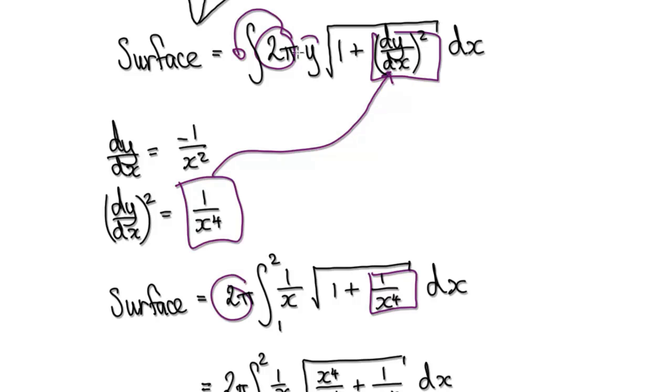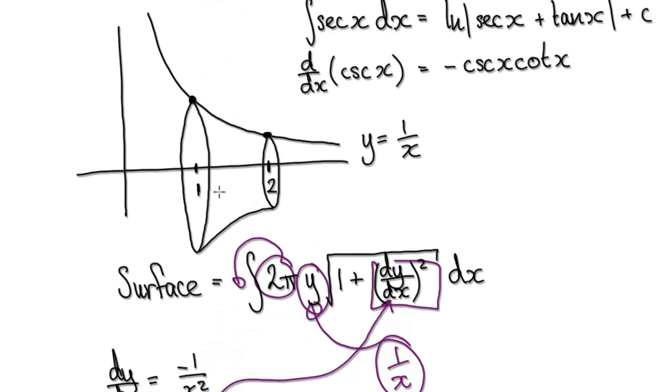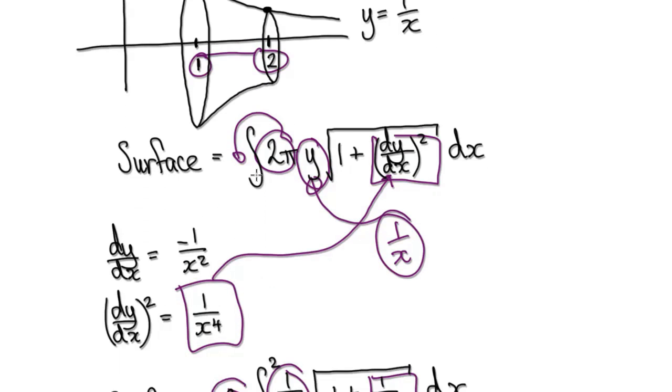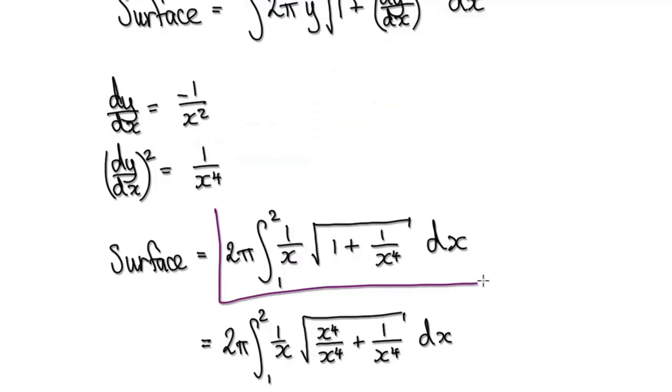And remember, the y value is 1 over x, so we can put 1 over x into here. That will then give us this. And we're integrating from 1 to 2. So the surface area is given by this.